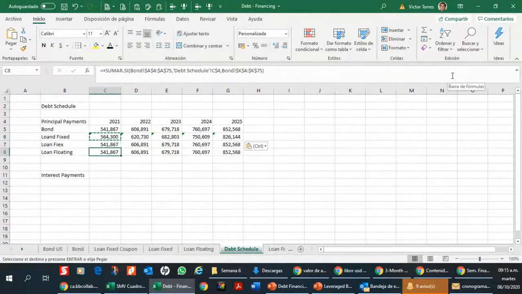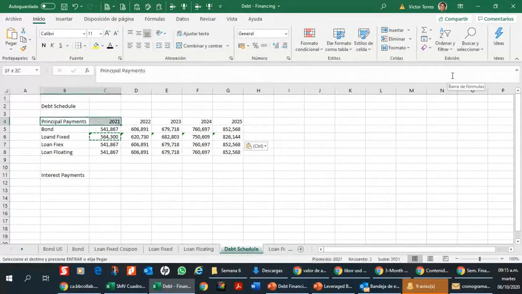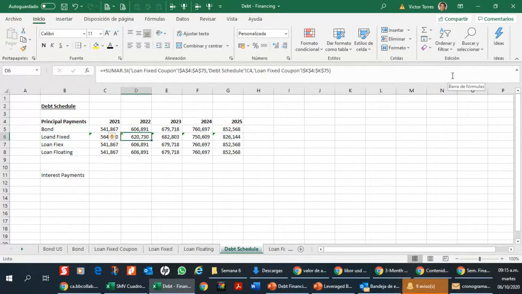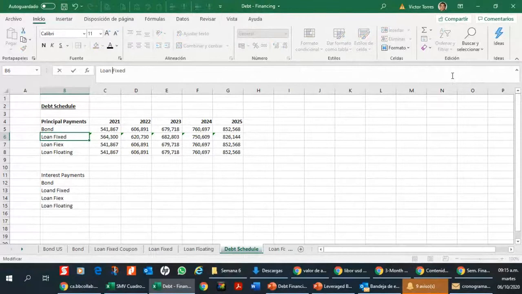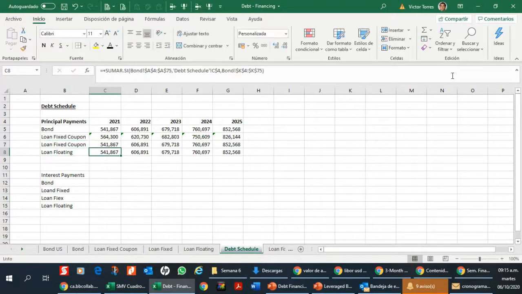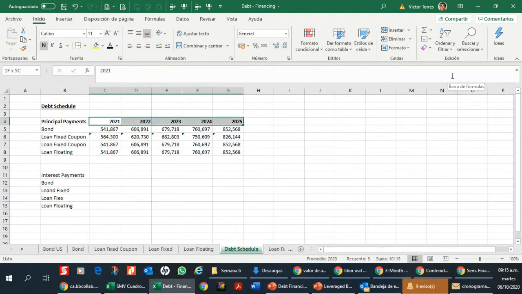But we're going to do the same quickly with the interest payments, right? I'm actually running out of time for what I wanted to highlight here regarding these calculations. We're going to do the same for the bond. What's happening? There was a typo here. Loan fixed, right? And loan floating, the one that we have over here in general. And I'm going to put this online just in case.